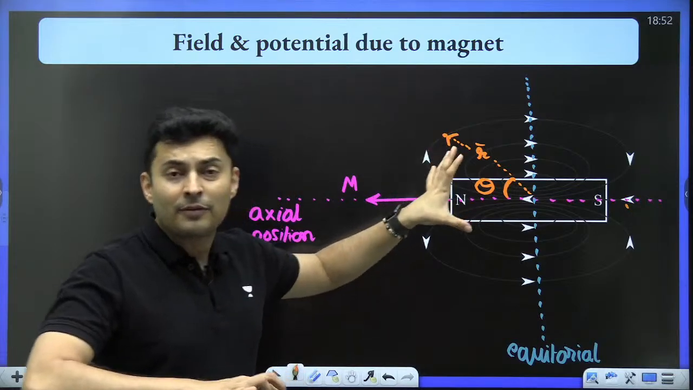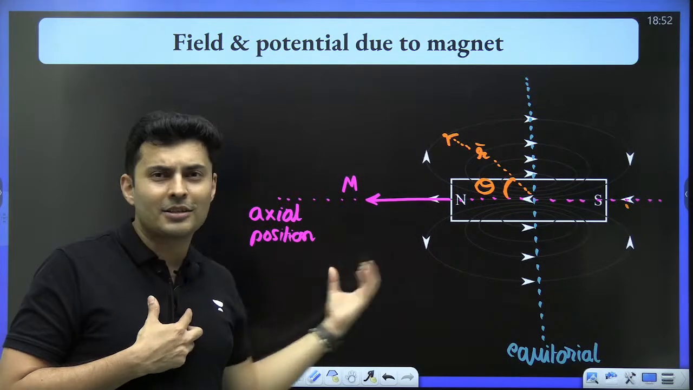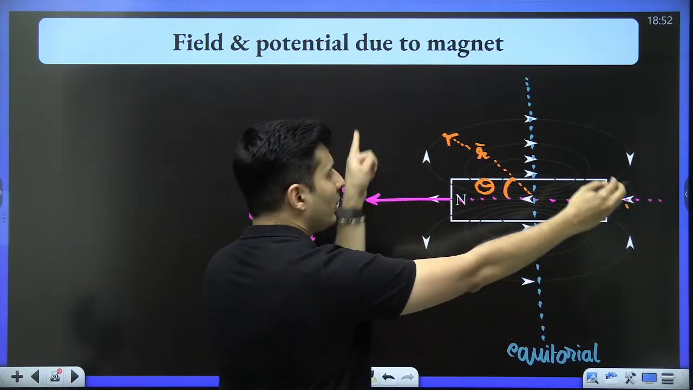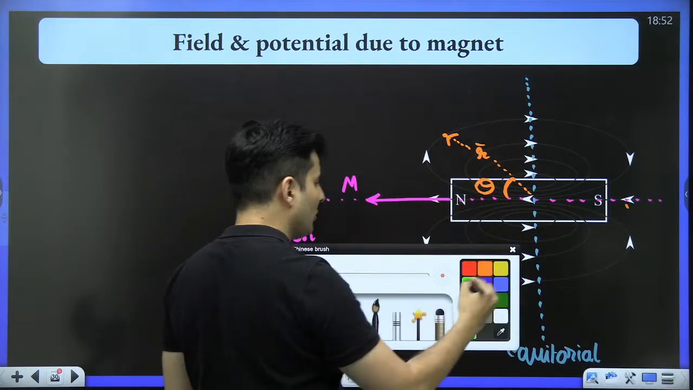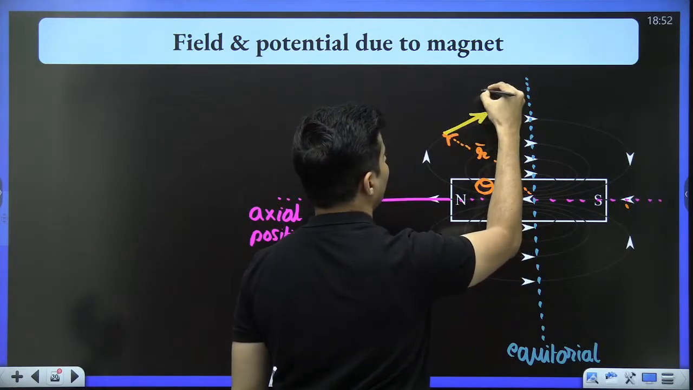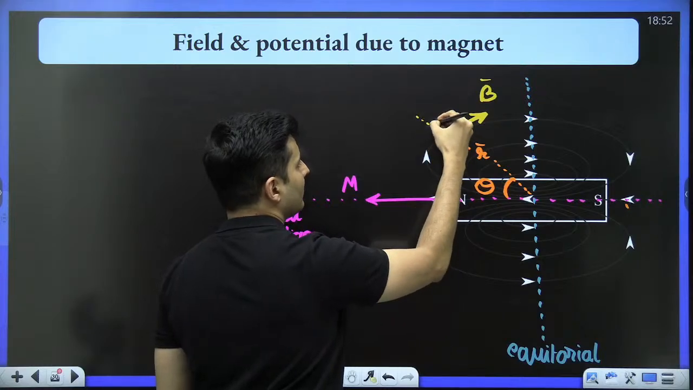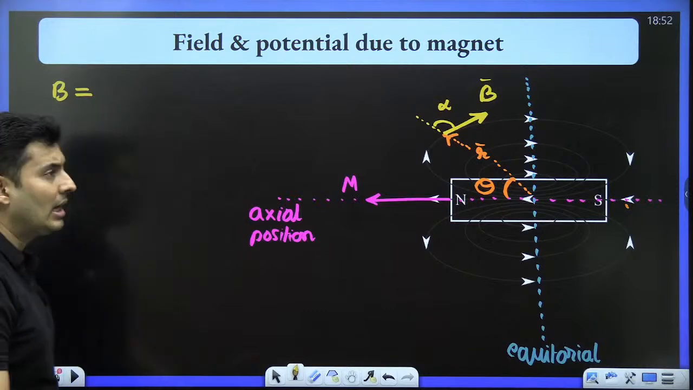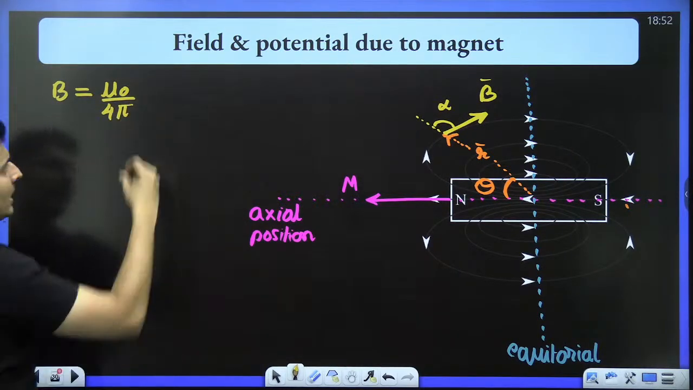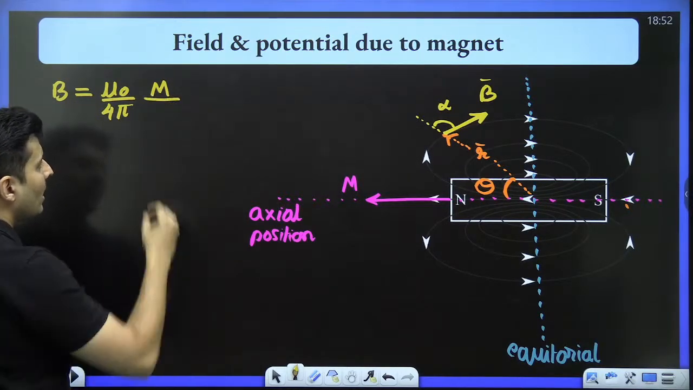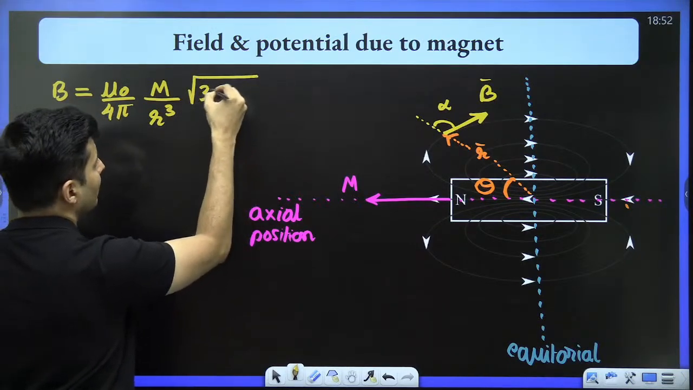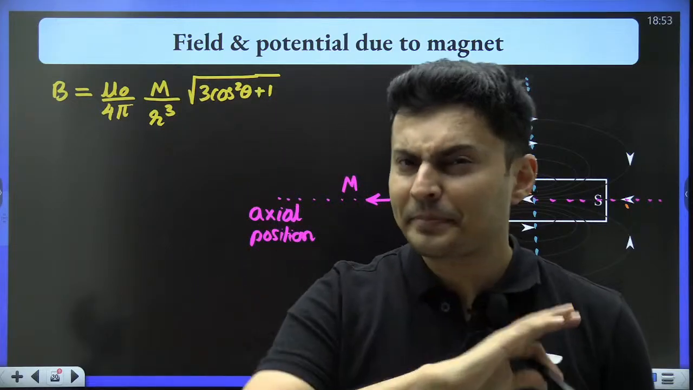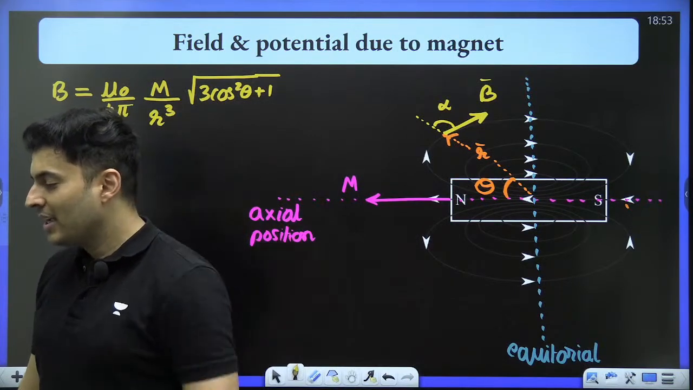Now, if I'm not on the axis nor on the equator, at any general point, what is the formula for the field or potential? The field lines go from north to south. At this particular point, this is the magnetic field, and it makes some angle with the position vector. That magnetic field is given by, instead of 1 by 4 pi epsilon, mu naught by 4 pi, and instead of electric dipole moment, the magnetic dipole moment. R cube remains R cube, and the formula was, remember, root of 3 cos square theta plus 1. So this becomes the field strength formula at any general point, similar to electrostatics.